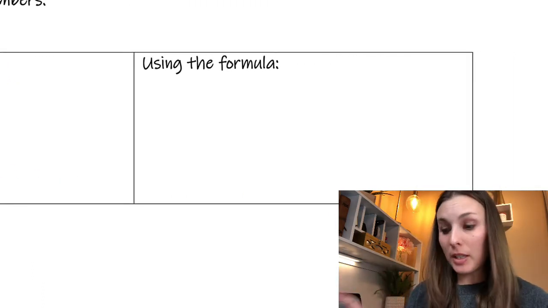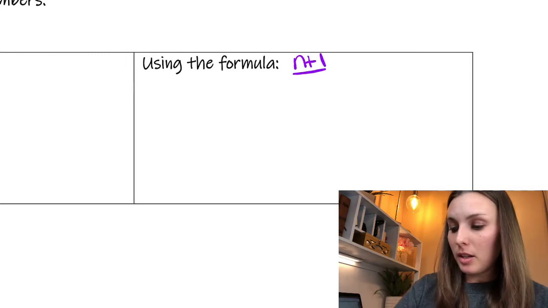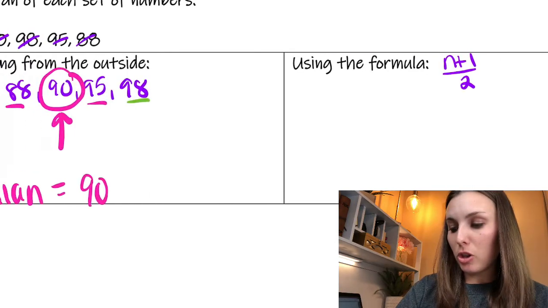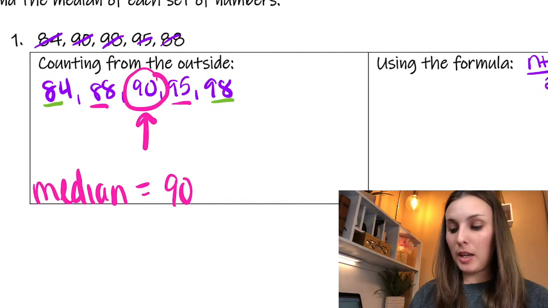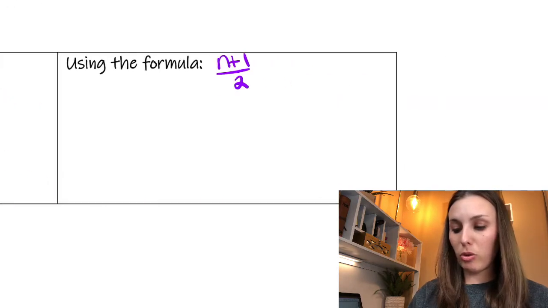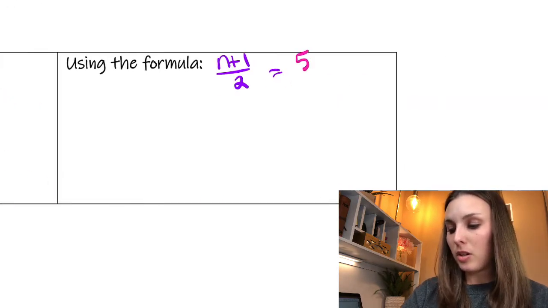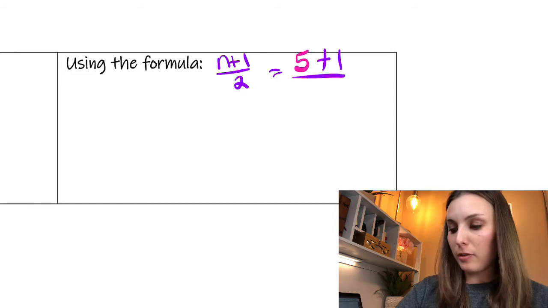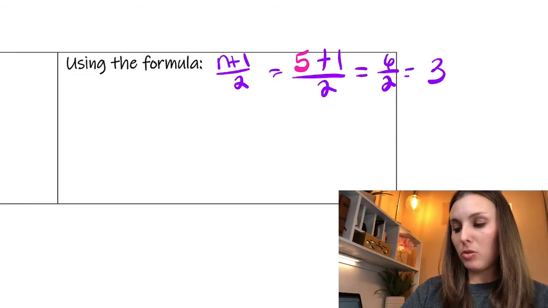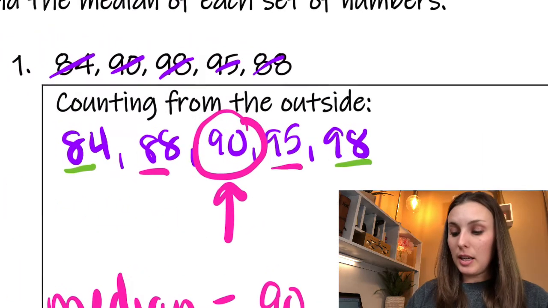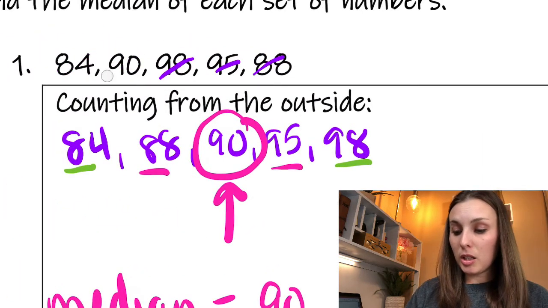And then the formula says n plus 1 over 2. N is how many samples there are, so 1, 2, 3, 4, 5. 5 plus 1 over 2, 6 over 2, is 3. Is 3 my median?